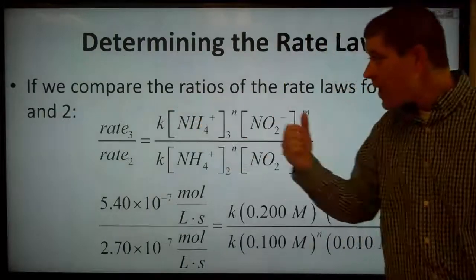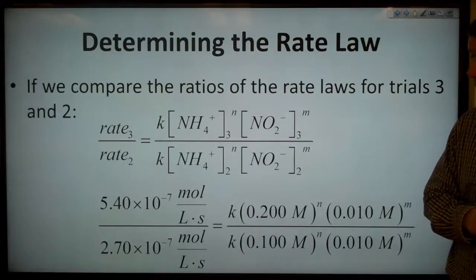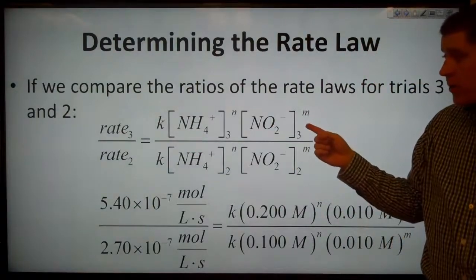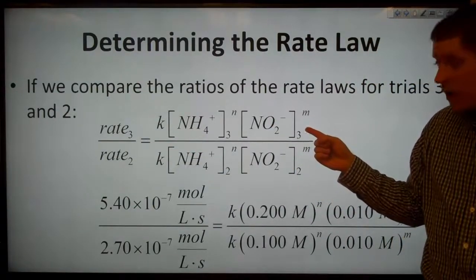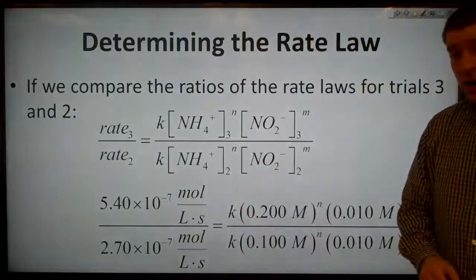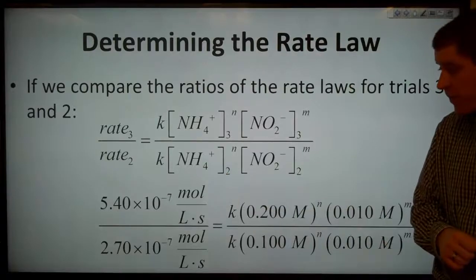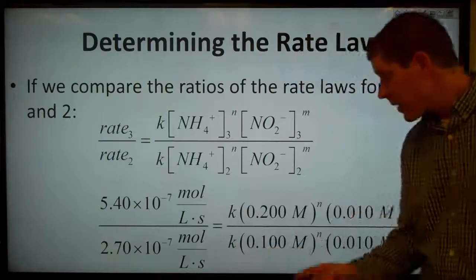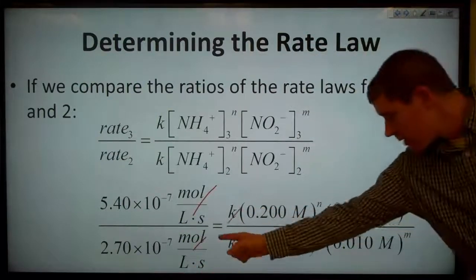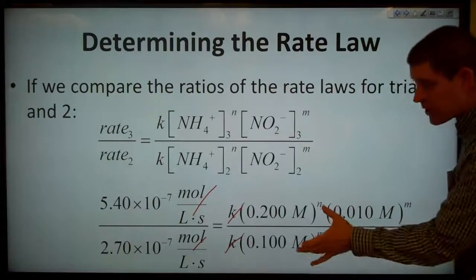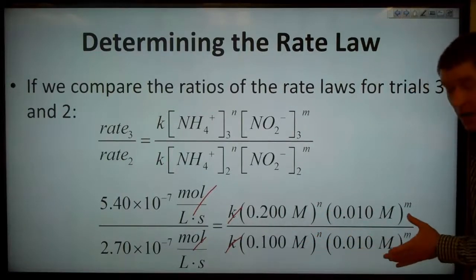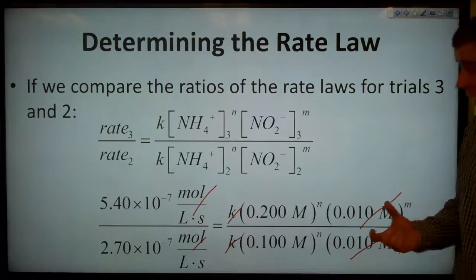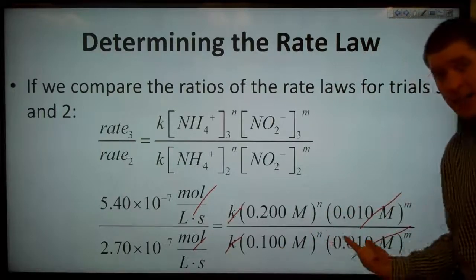So if we then compare the ratios of the rate laws for trial 3 and trial 2, so again we're putting rate 3 with concentrations from trial 3 divided by rate from trial 2 and the concentrations from trial 2. Well, again, we've doubled the concentration, we've doubled the rate. Again, our units are going to cancel there, our ks are going to cancel. Now, in this case, the ammonium concentration won't cancel, but the nitrite concentration will cancel, along with the mth power there. So now, we can figure out what this n is.